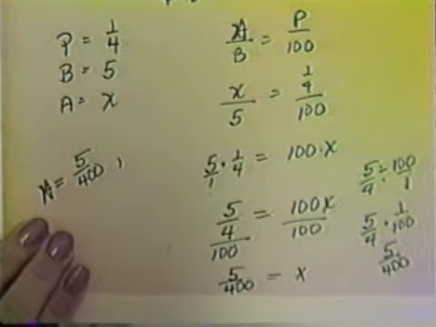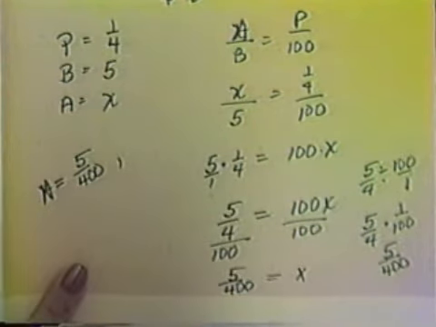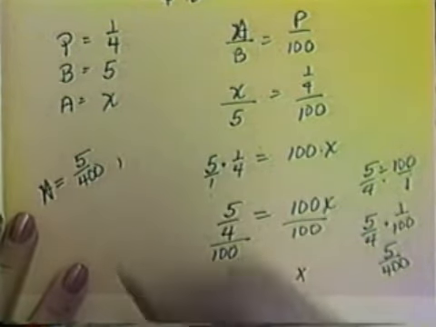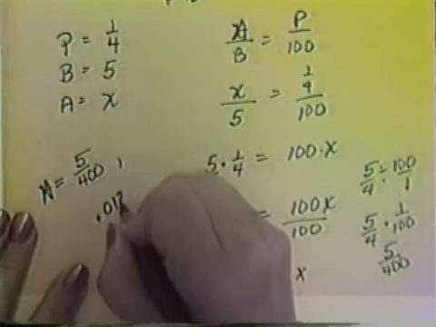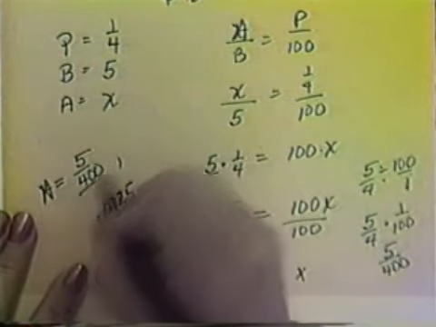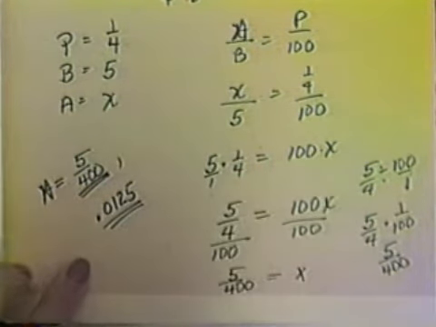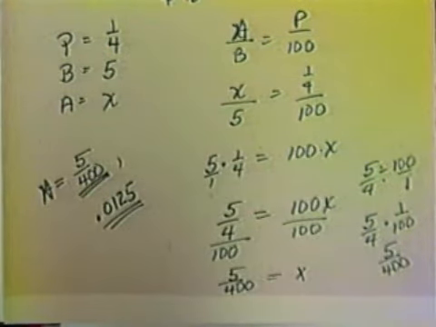If we wanted to change that to decimal form, we can divide 5 by 400, and we get 0.0125. So this is the fractional form, this is the decimal form. Both of those are acceptable. Either one is a correct answer.